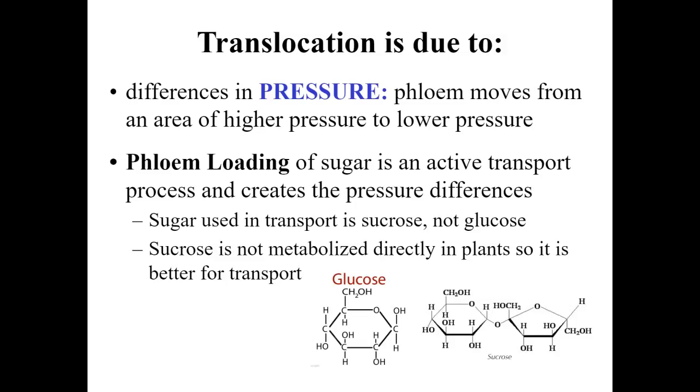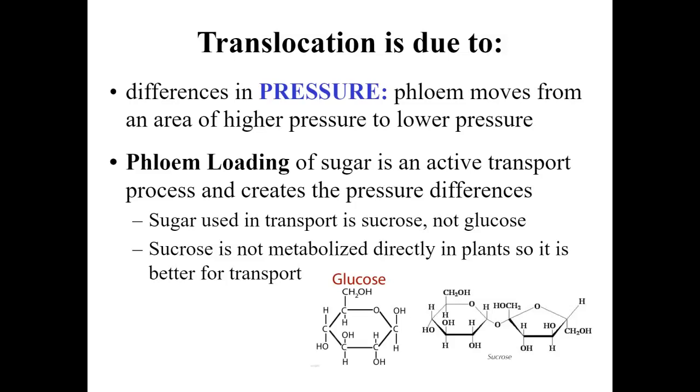Phloem loading is specifically when we load the sugars into the phloem cells themselves, to be ready for transport. And this is what will help to create those pressure differences, loading a bunch of sugars into our phloem cells. This is going to be an active transport process to get all these sugars into the phloem cells to be ready for translocation.